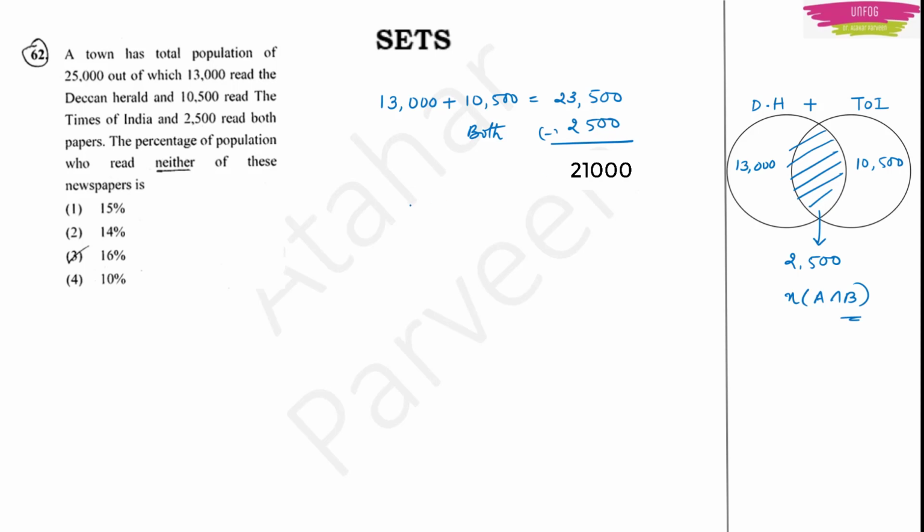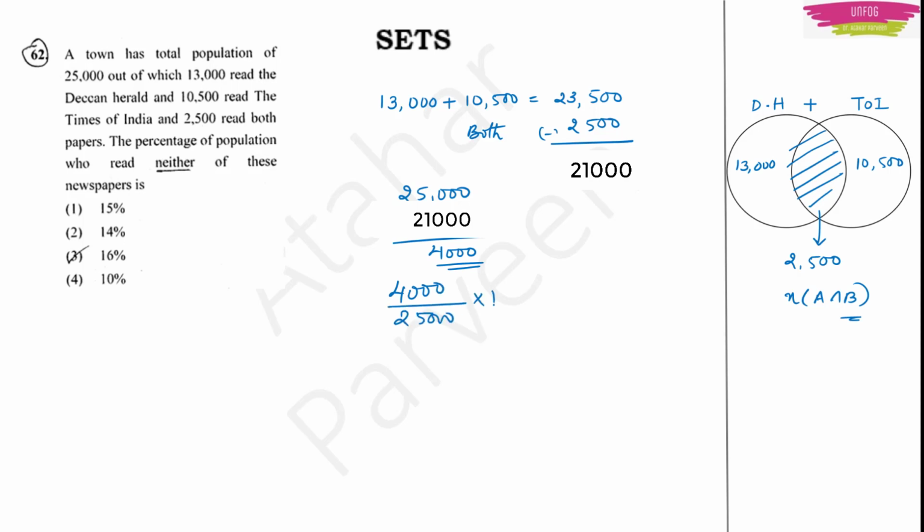Now what is the number of people who are not at all reading the newspapers? Because we have to find the percentage of population who read neither of these newspapers, right? So the total number of people is 25,000. Now you subtract from it the number of people who are reading the newspapers. You get 4,000 people. Now these 4,000 people is not the answer, because they want us to find the percentage, right? Now you take the percentage for 4,000 out of 25,000.